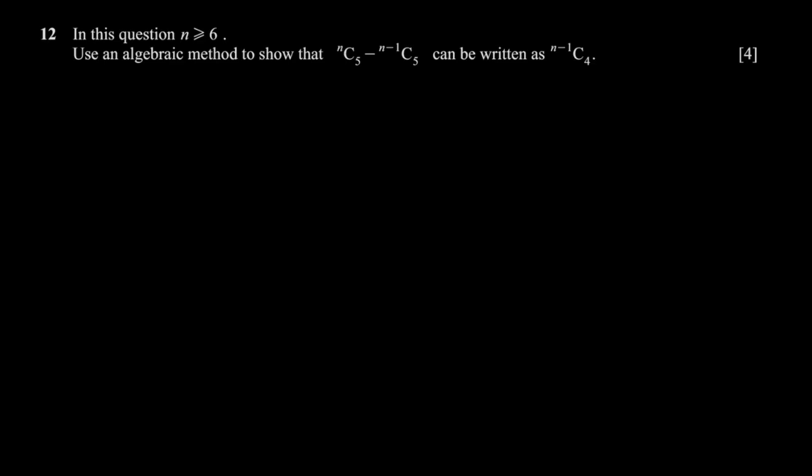Okay, then question 12, the last question on the paper. In this question, n is greater than or equal to 6. Use an algebraic method to show that nC5 minus n minus 1 C5 can be written as n minus 1 C4.